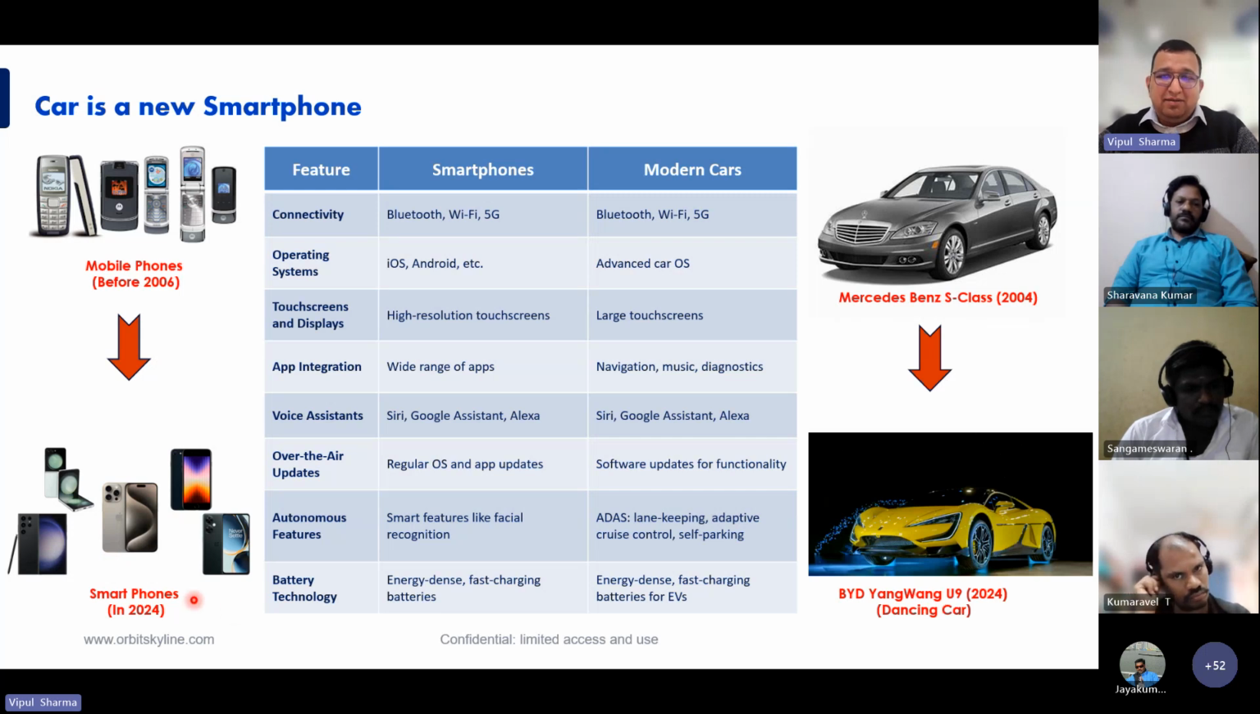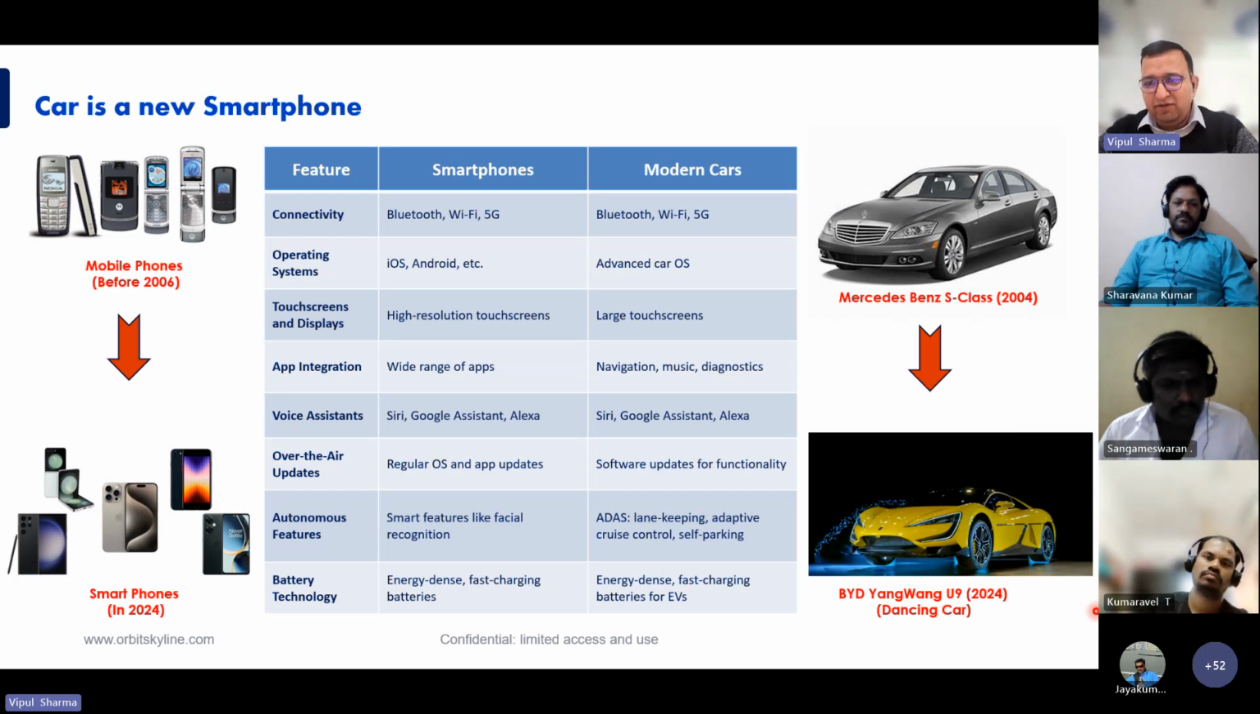Okay. So I think we can visualize the same kind of transformation is happening in cars also. So this was a typical car in 2004, 20 years back, and this is what the latest car looks like. I think most of you must have heard about it. If not, I definitely recommend you go to YouTube and view the videos of this car.